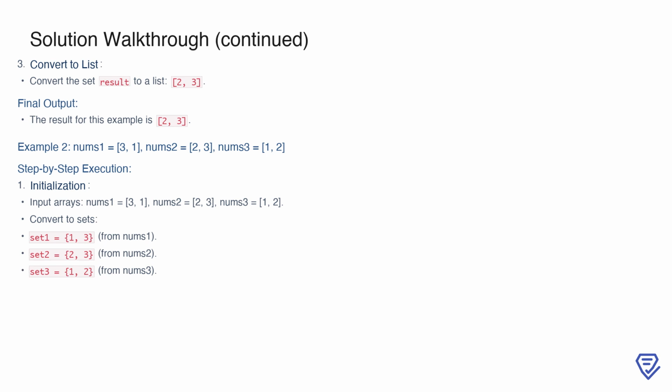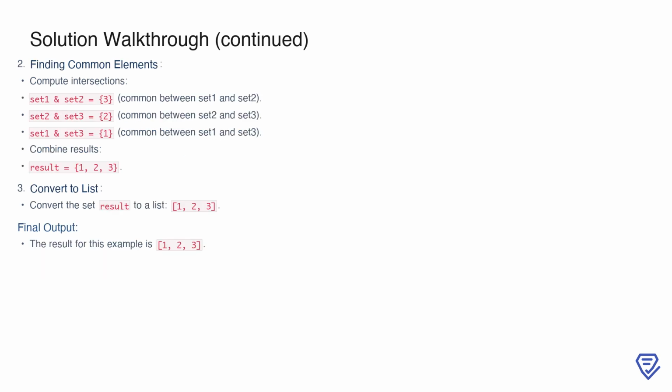Now that we have the sets for the second example, we compute the intersections to determine the elements that are common between any 2 sets. First, we find the intersection of set 1 and set 2, which gives us 3. Then, we compute the intersection of set 2 and set 3, resulting in 2, and finally, the intersection of set 1 and set 3, which gives us 1.